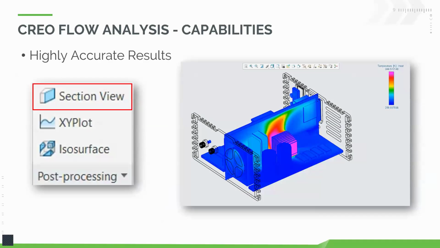So you have different ways to view the results as far as section views, different plots, if you want to view isosurfaces, and you can get that information in a way that isn't just a large sum of data like in an Excel sheet. You can actually get that visually on the model, which is always great.